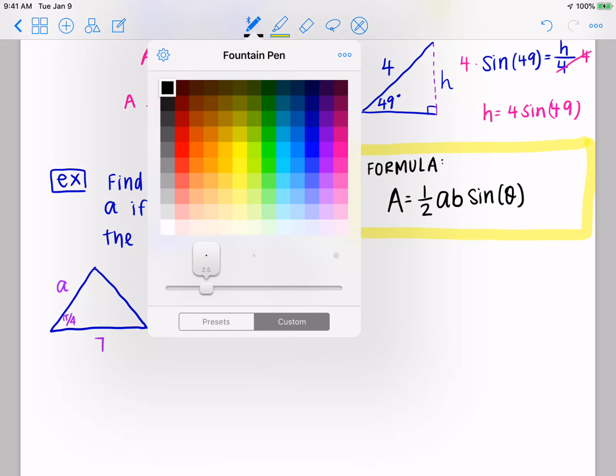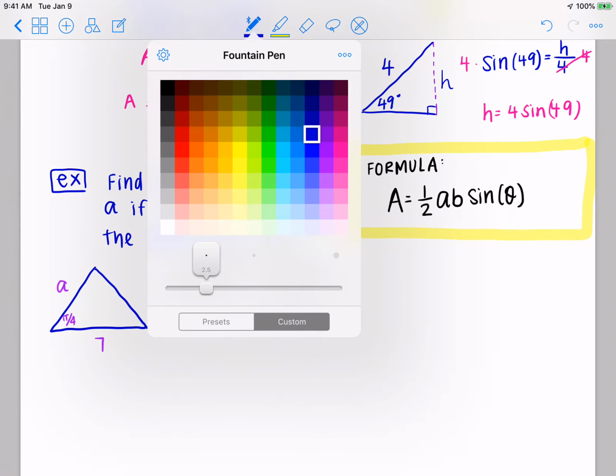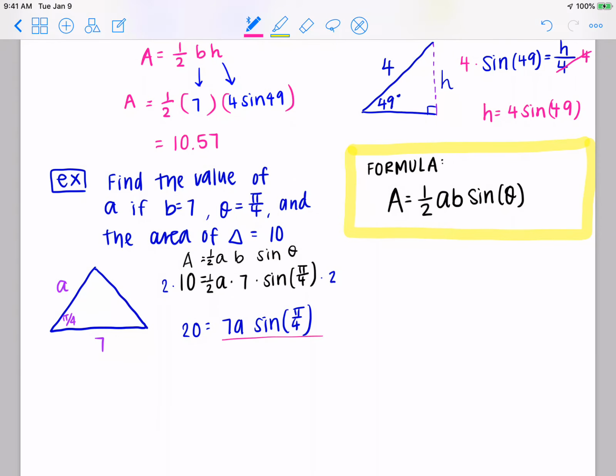Okay, so I gotta move my numbers to the left side. So multiply by 2, we got 20 equals to 7A sine pi over 4. And then we divide both sides by 7 sine pi over 4. Okay, so these 7's and sine pi over 4 can go away. And then we got A equal.